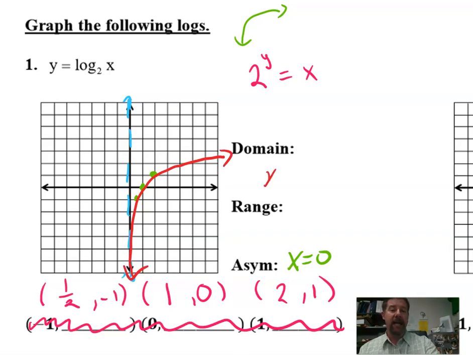Our domain is x is greater than 0. Our asymptote was x equals 0. And our range, again, is going to be all real numbers. All right? So there we go. That's how you graph a log.